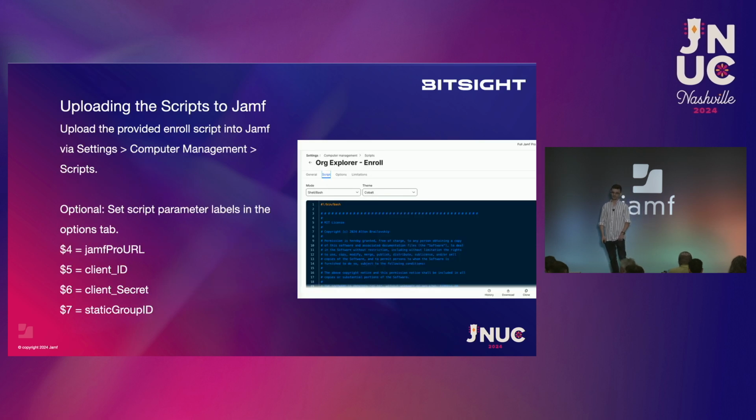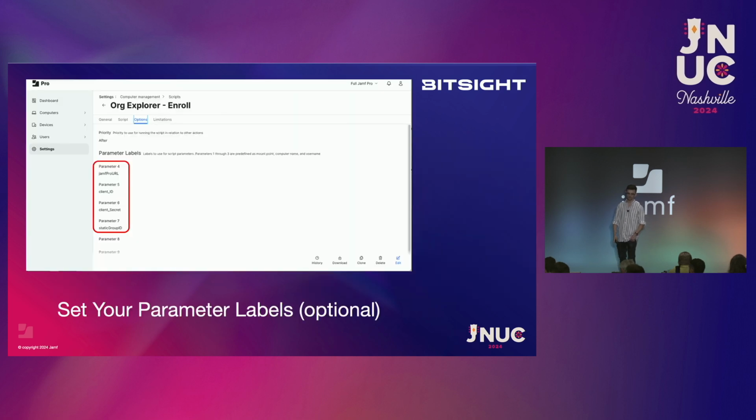All right, so we're going to upload the provided enroll script to Jamf, and then we can also optionally set our parameter labels in the options tab, just to make it easier. Essentially, I'm one of a few admins, so we don't really have people accessing our Jamf instance that shouldn't have eyes on it. So, this is fine to do, at least for our org. Here's again what that looks like. You can set your parameter labels accordingly. So again, a URL of your instance, client ID, client secret, and then your static group ID for your static group.